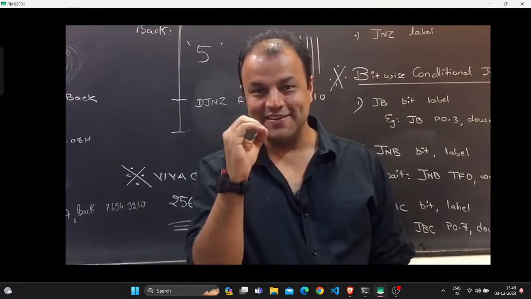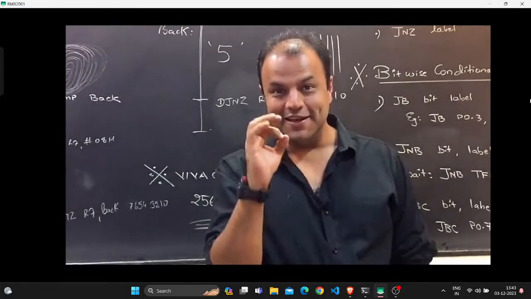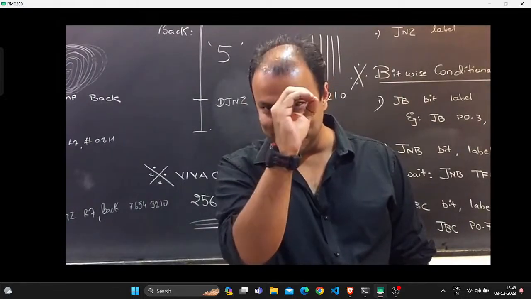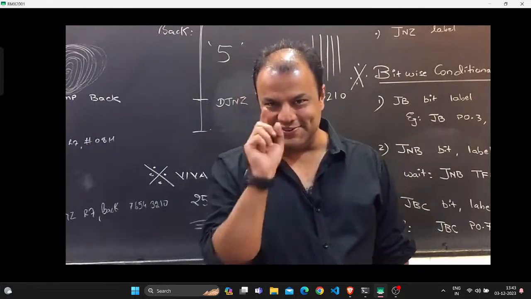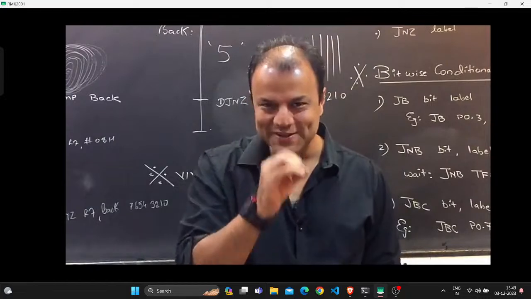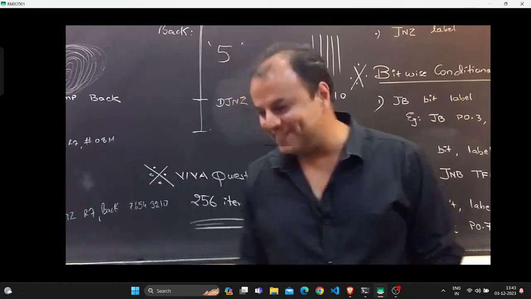Give a count of 0. That's the answer. Unbelievable, but true. Initialize your R7 with the value 0. If you give a count of 5, you get 5 iterations. If you give a count of 3, you get 3 iterations. If you give a count of 0, will you get 0 iterations? No, how can you get 0 iterations?